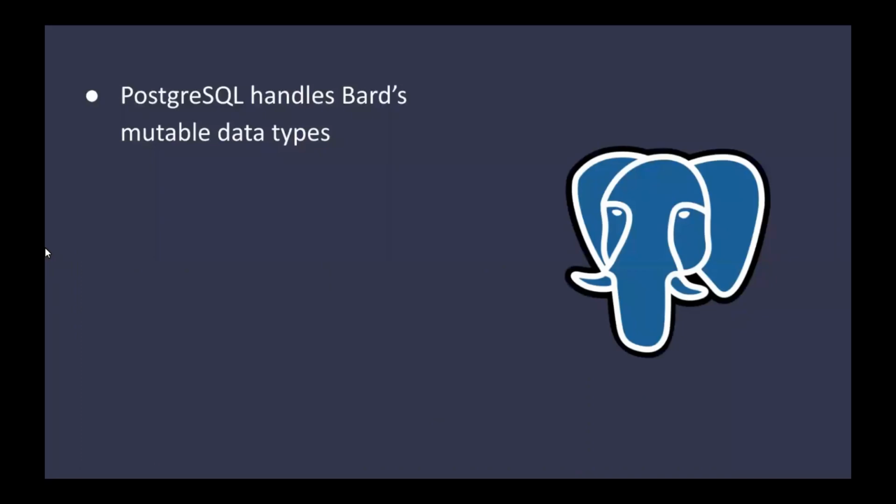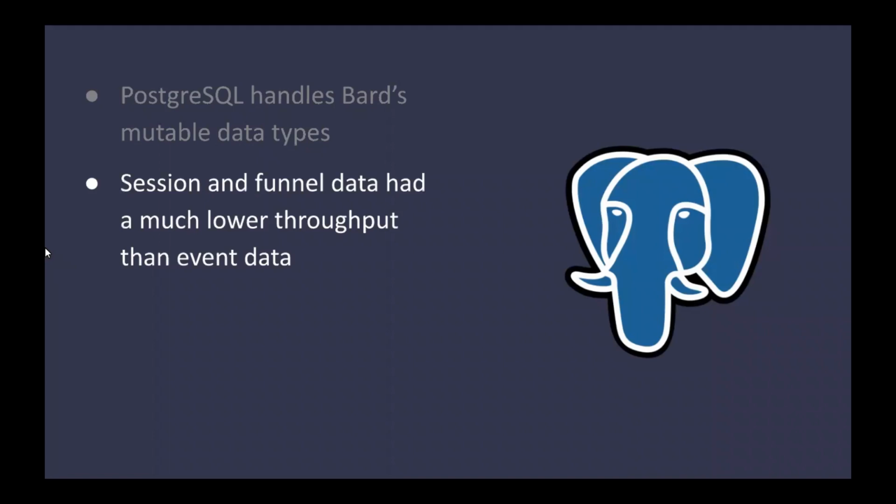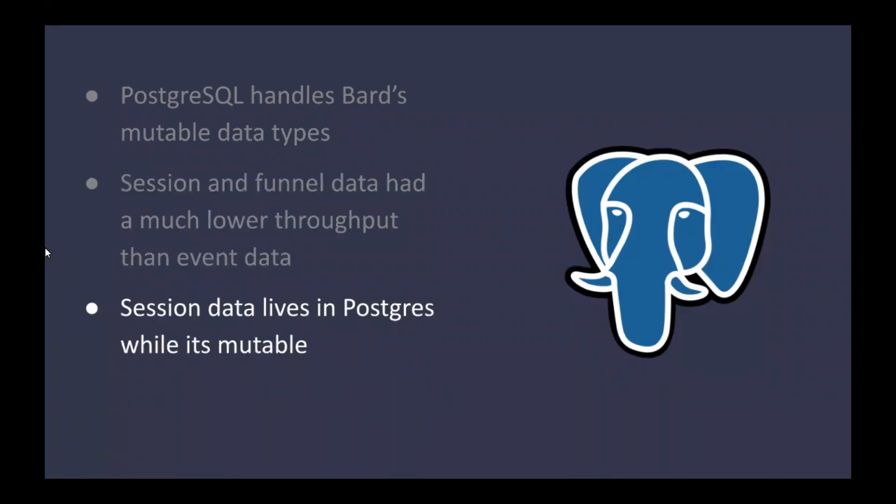We decided to use Postgres to handle these mutable data types. Session and funnel data both fit well within the relational model and had a much lower volume than our event data did. Funnel data always lives in Postgres because it's always mutable. Session metadata lives in Postgres while a session is active. But once a session expires and the metadata becomes immutable, the metadata is moved into ClickHouse.